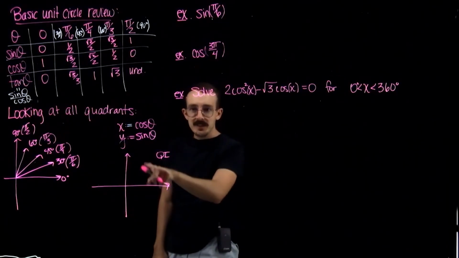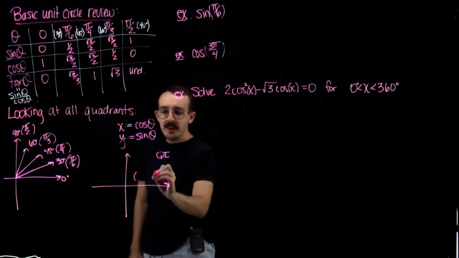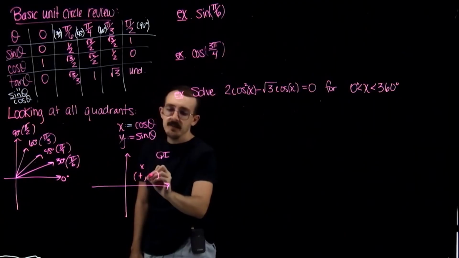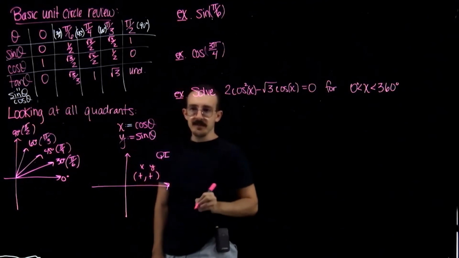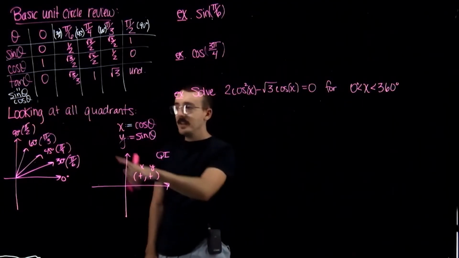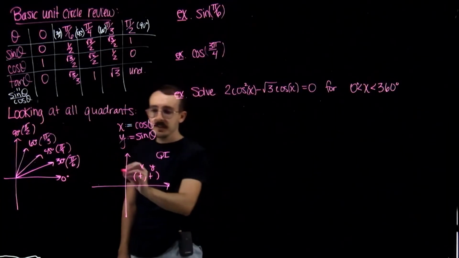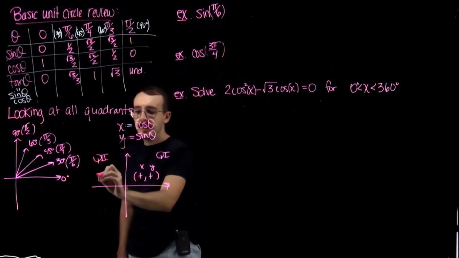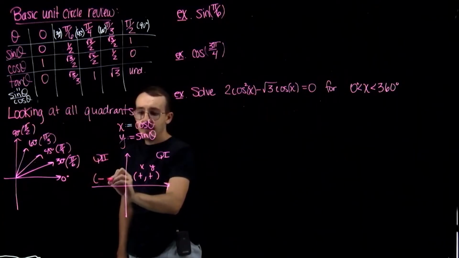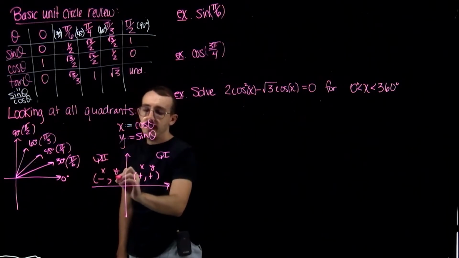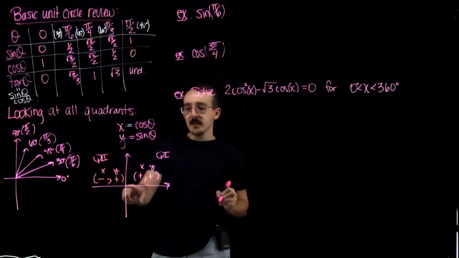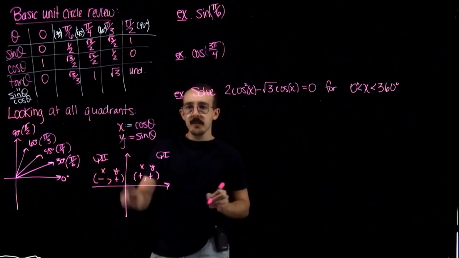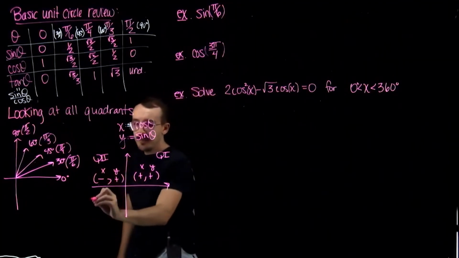So quadrant 1 starts here in the upper right. Your x-coordinate is positive here, and your y-coordinate is positive here. And we rotate counterclockwise, just like we do with the angles. So in quadrant 2 here, you have a negative for the x-coordinate and a positive for the y-coordinate because you go left and then up to have a point in that quadrant.